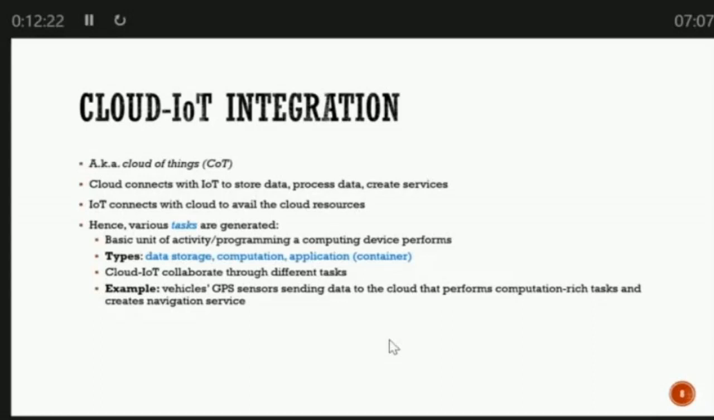This is why cloud and IoT integration is very important. This is how both of these corners are connected. And the connection of cloud and IoT is usually referred to as Cloud of Things or COT for short. Okay.